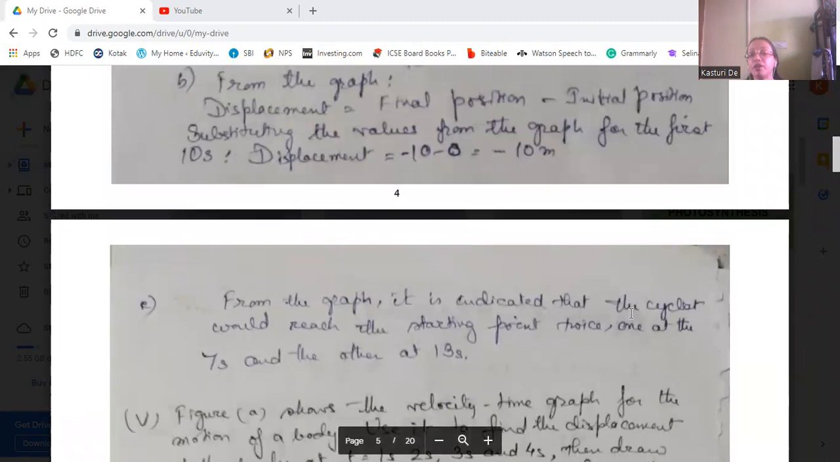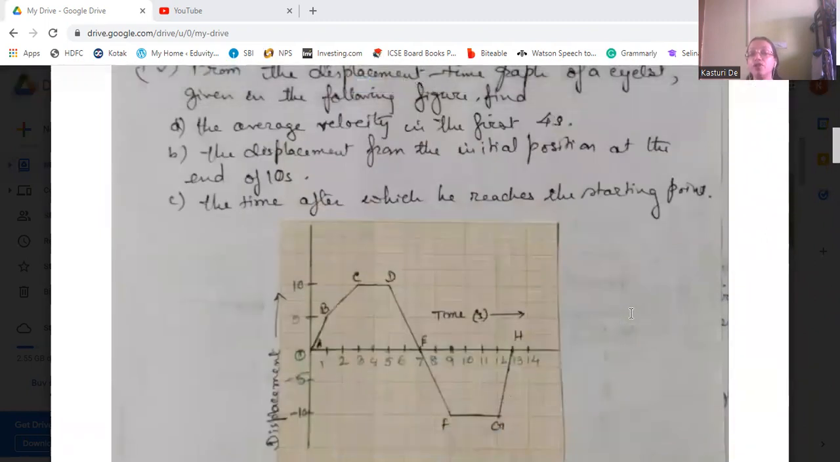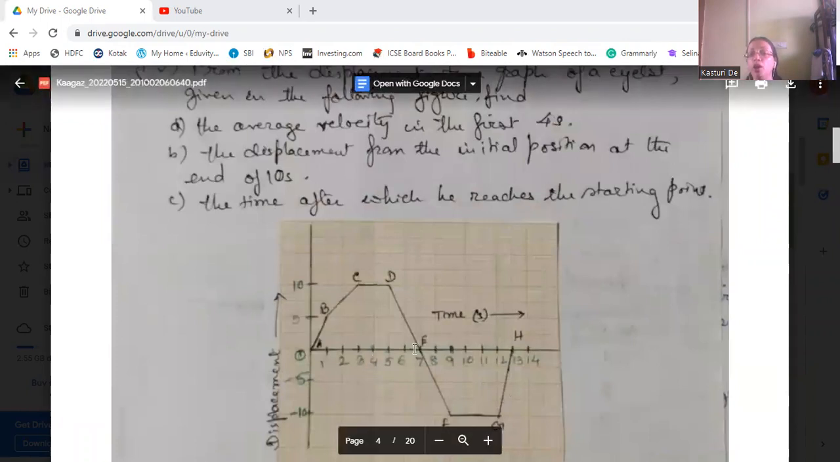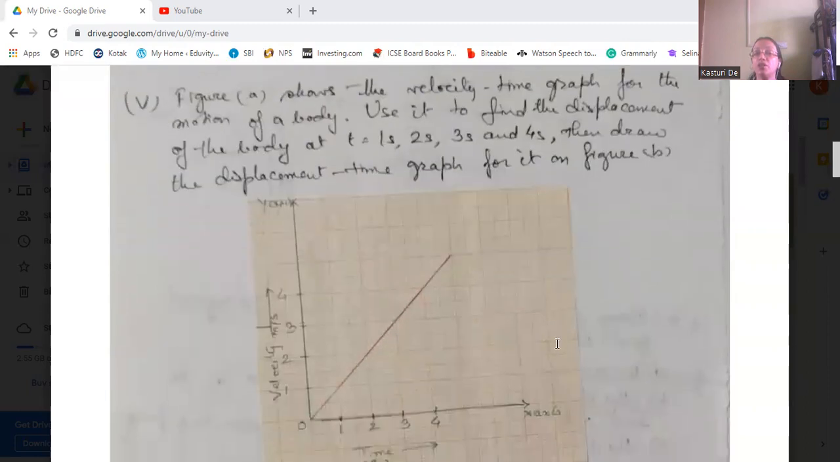Next question, that is the time up to which he reaches the starting point. He has reached the starting point at two points, one at 7 seconds, another at 13 seconds. So from the graph, it is indicated the cyclist would reach the starting point twice, once at 7 seconds, another at 13 seconds.